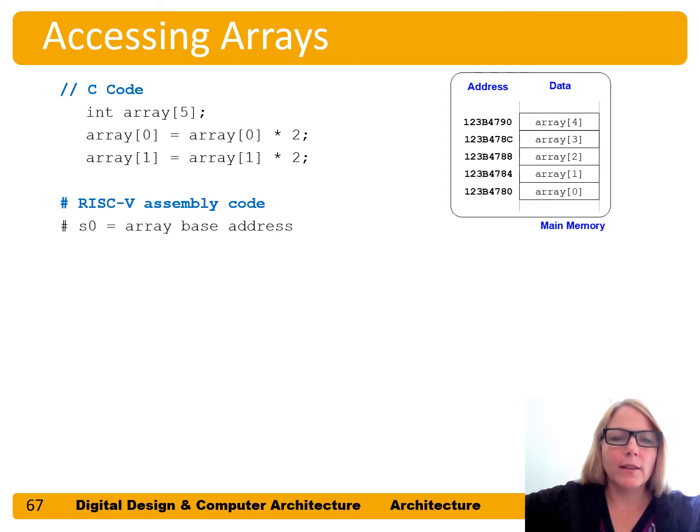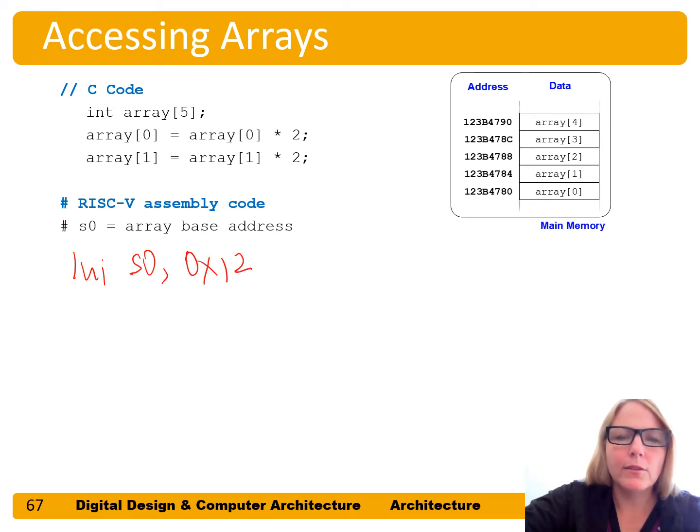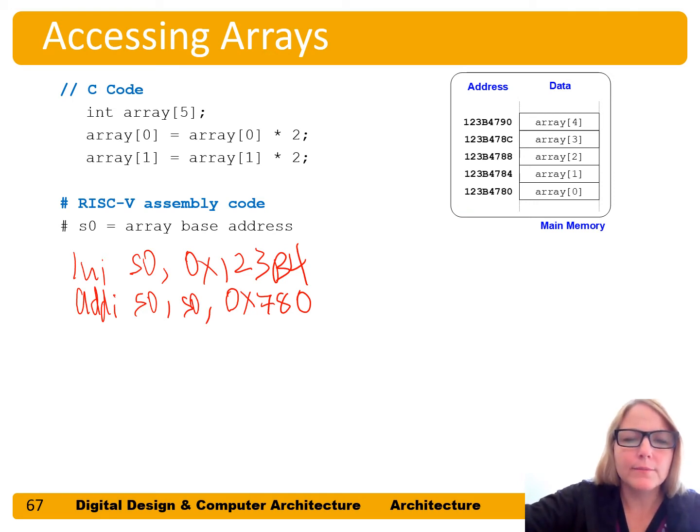So first of all, we can perform load upper immediate into S0, this base address register that we've chosen, hex 1, 2, 3, B4. That's the top 20 bits. And then add immediate to get this 32-bit immediate into S0. Add S0 to hex 7, 8, 0. So now S0 is going to hold that entire base address.